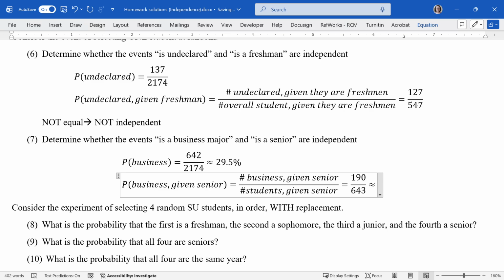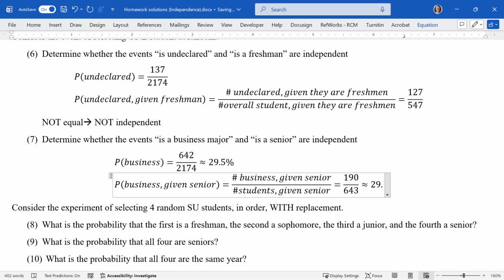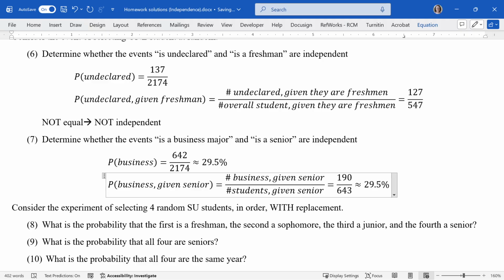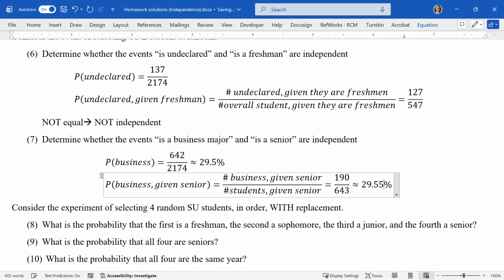It can't be exactly. Let me give a couple more decimal places because this is giving me 29.5% again, but I'm like, they must be off somewhere. So the next digit would be 5. Do this one again. 6, 4.